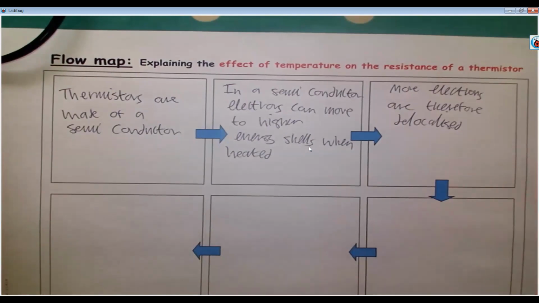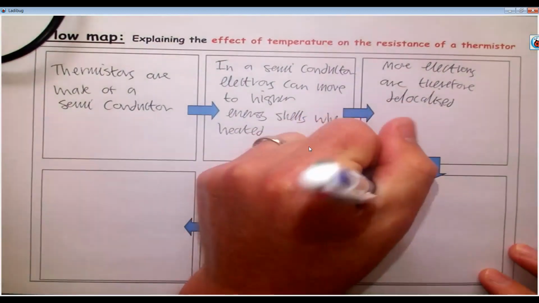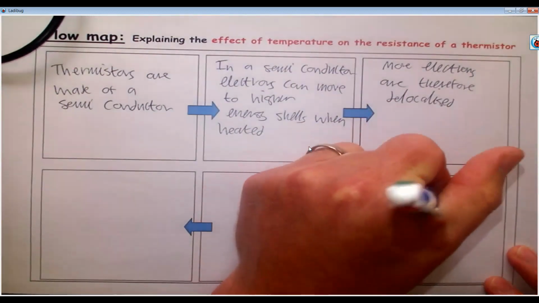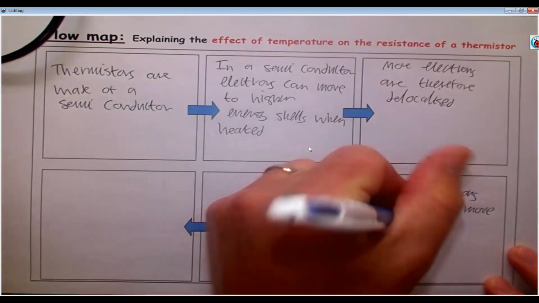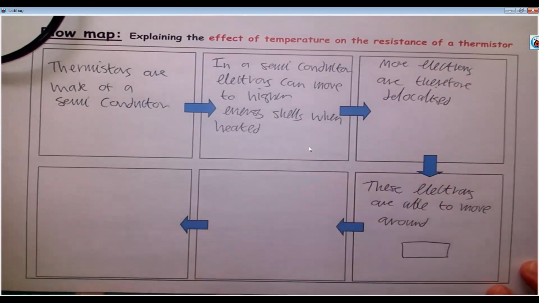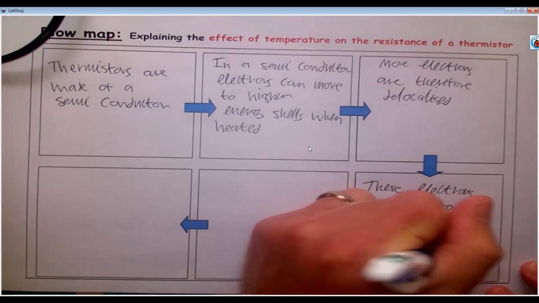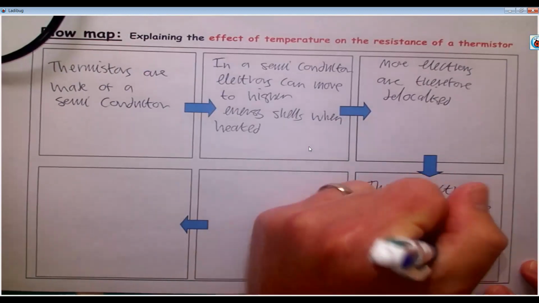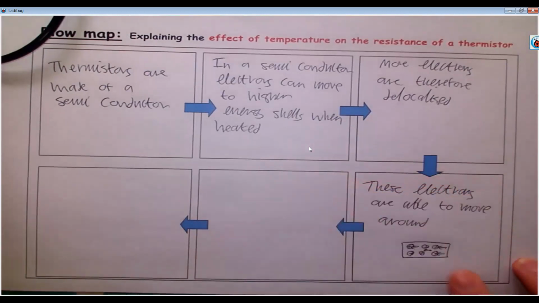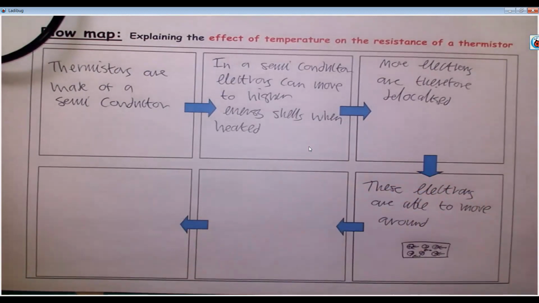So if they're free to move, there are going to be more electrons able to carry charge through the material. So these electrons are able to move around. And if we were to draw the model that we've used before in a material, we can see the metal atoms turn into ions. And then these electrons, these little dots with an arrow, show that electrons, small negative charges, can move through the material. So the more that they can move, the greater the current there is, because there's a greater flow of electrons.